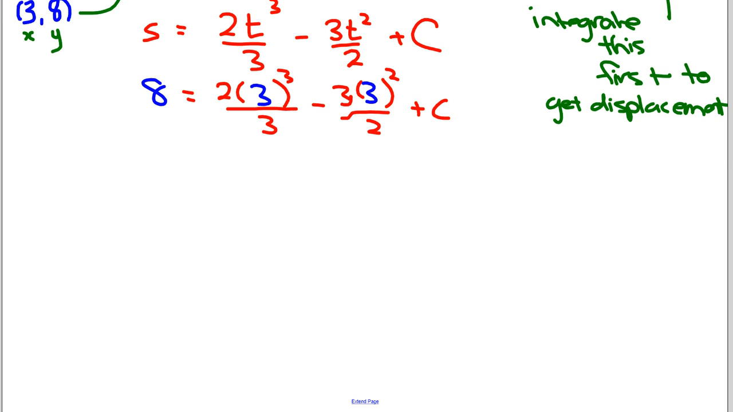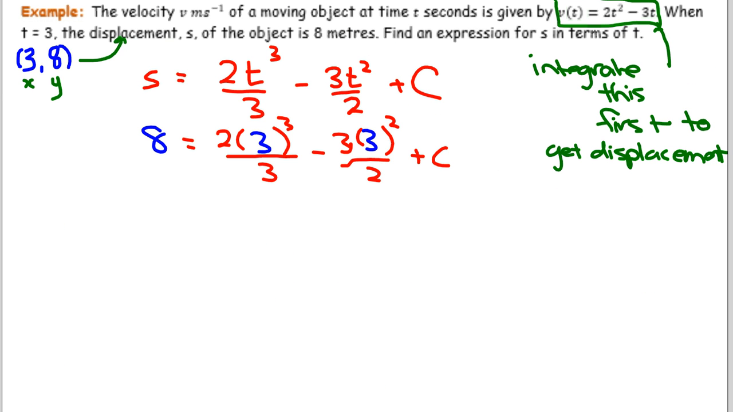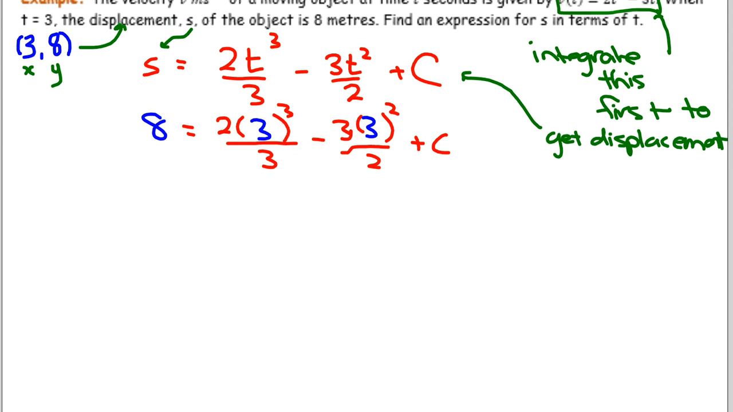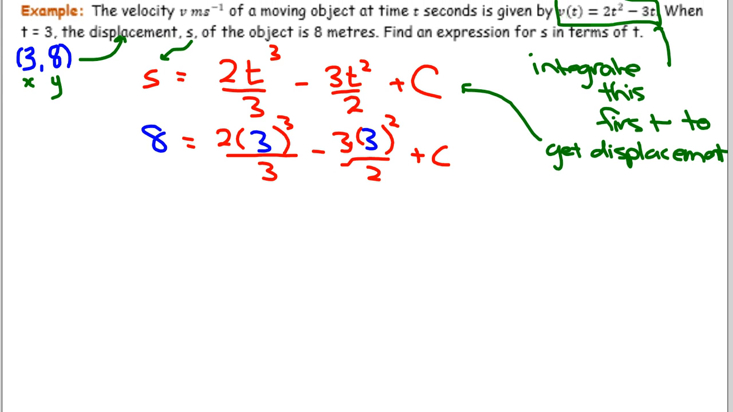So why did you put s? Doesn't that mean we're finding the displacement? Yeah, we integrated this first to get displacement. And then they've told us that when the time is 3, the displacement is 8, and so that's going to enable us to solve for c. Oh, s, because they said s for displacement. Yeah, that's the only reason. If they didn't say it, I would have just written the function or displacement equals. S is a commonly used letter for displacement. Normally, because it's maths, you're not all expected to have done physics, so they'll quite often put that in there for you.